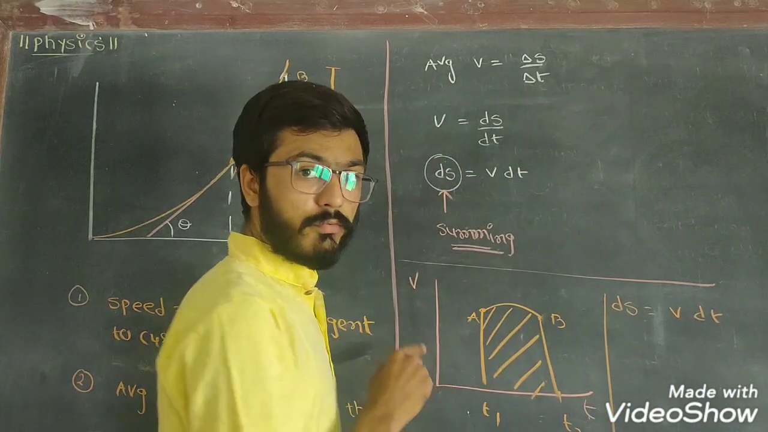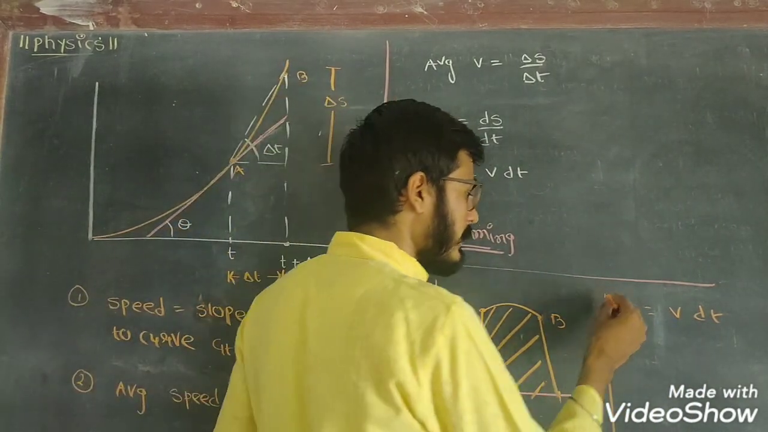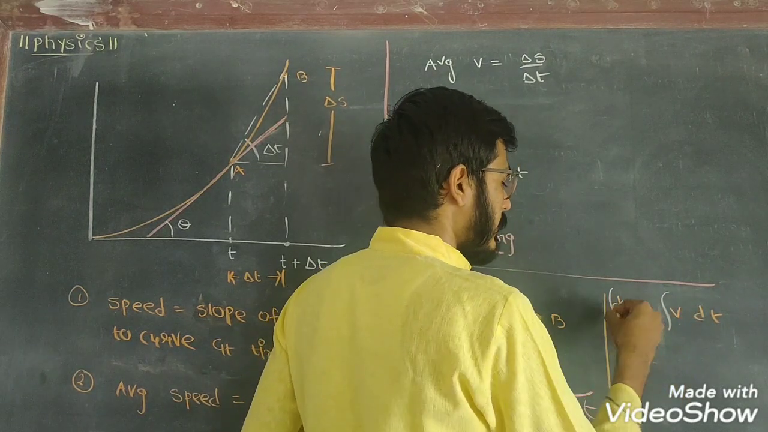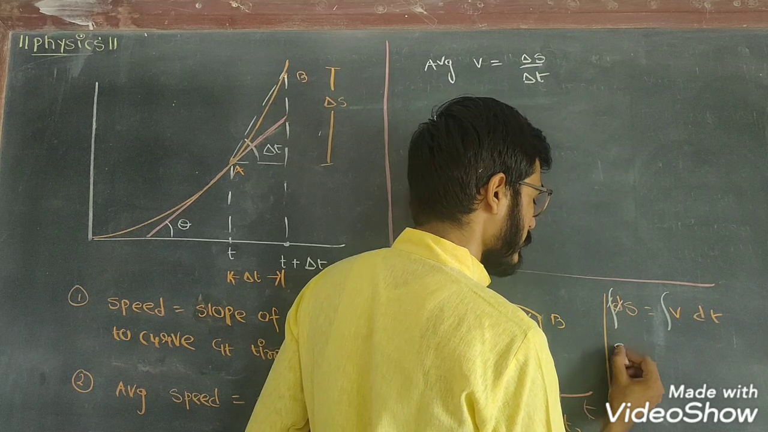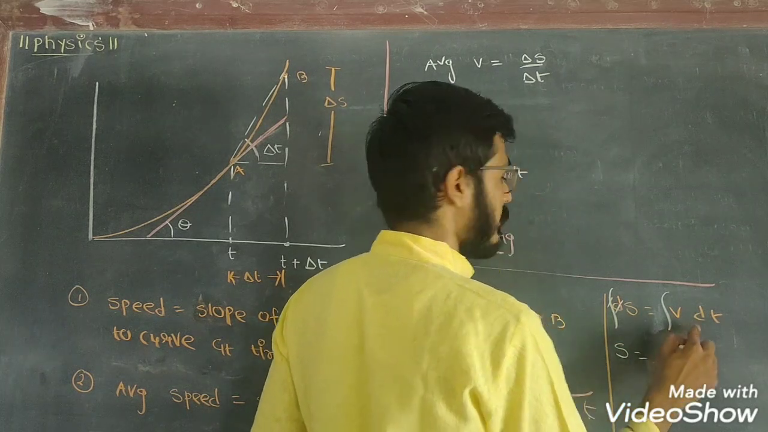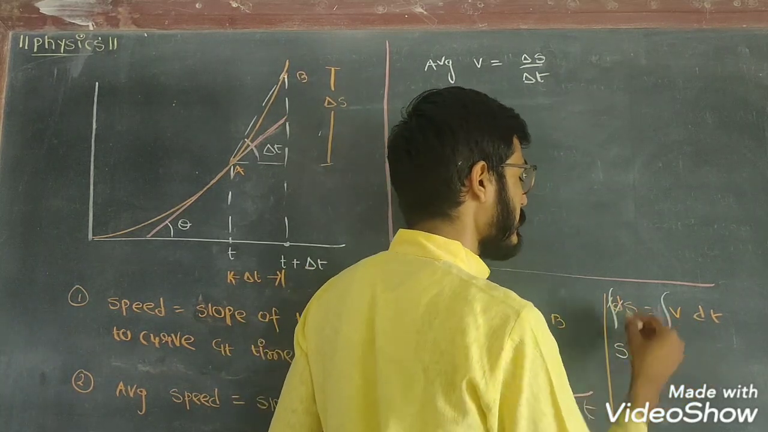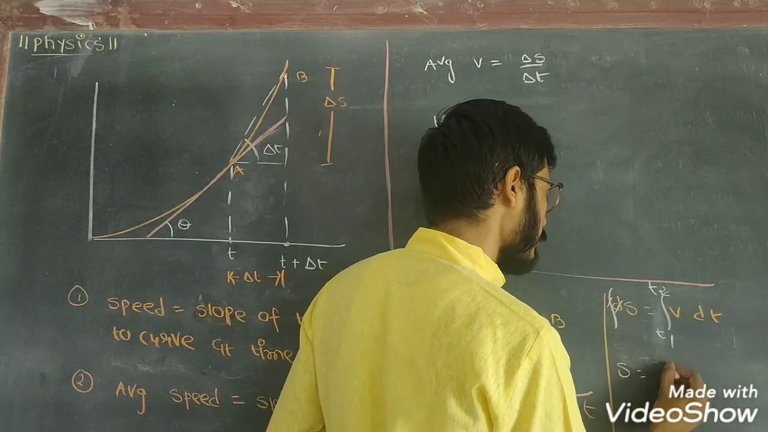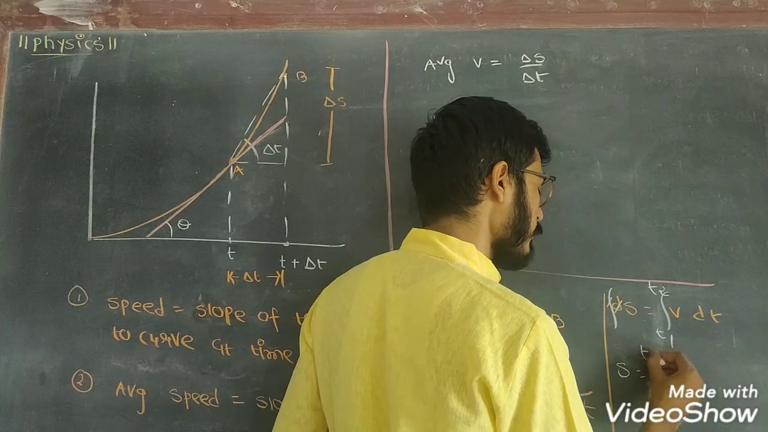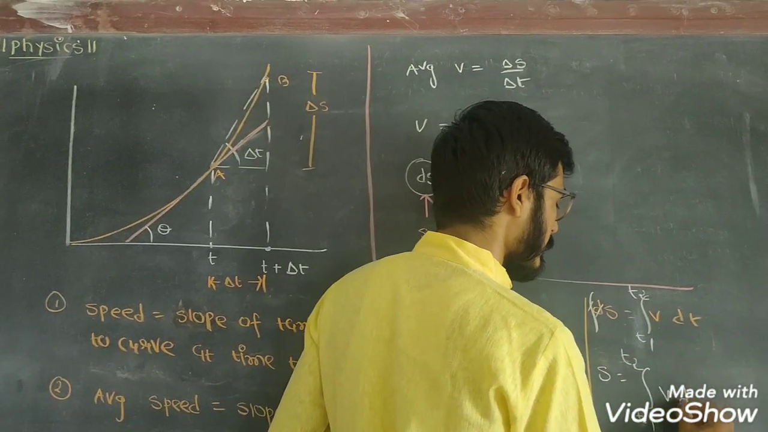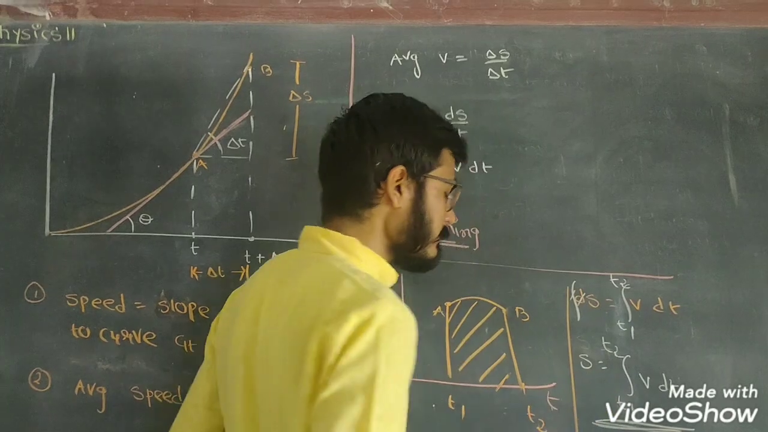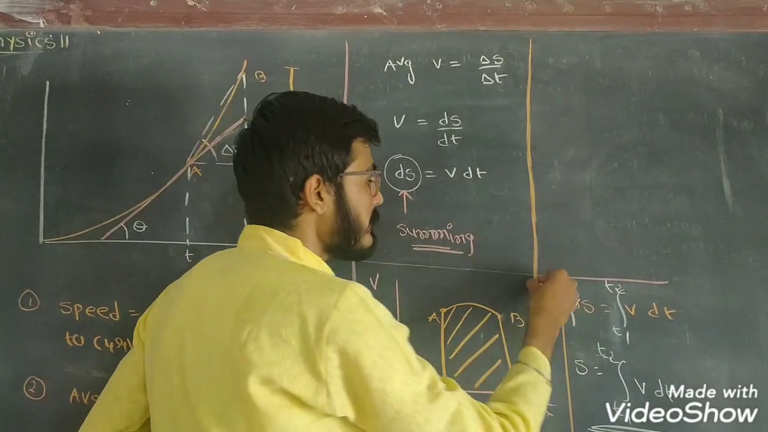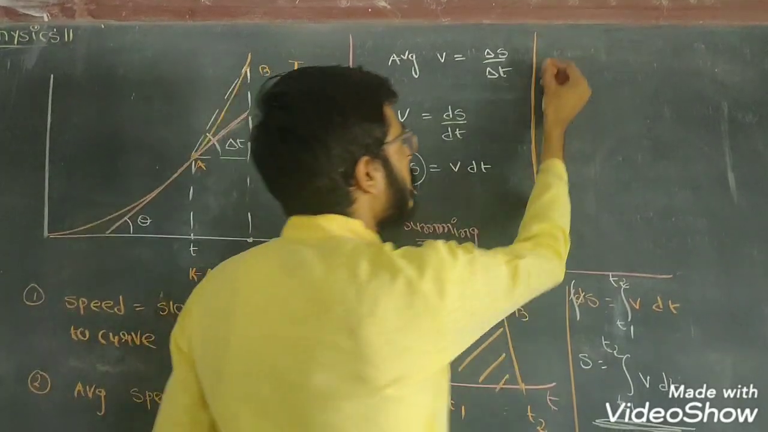Now if we want to find the total distance, we can take integration on both sides. Integration and differentiation will cancel. So the distance is, here the initial time is t1 and the final time is t2, so the distance s is equal to the integral from t1 to t2 of v dt.